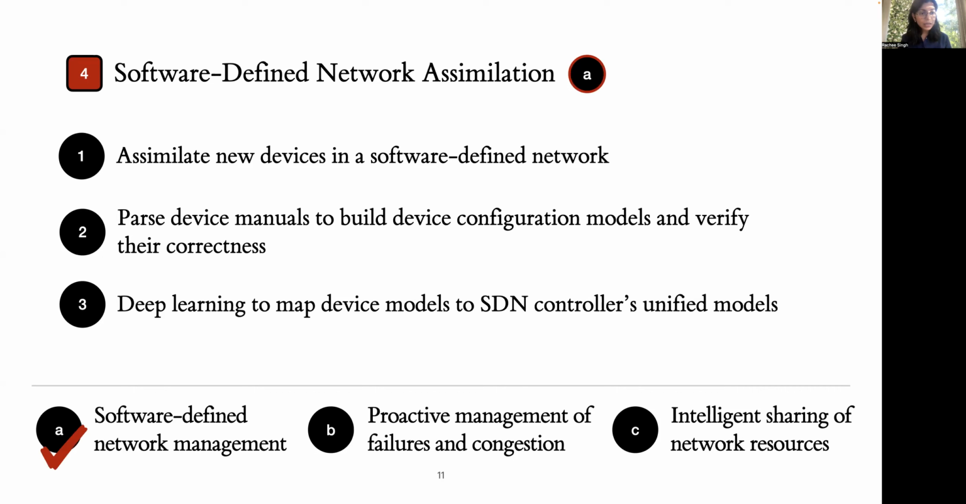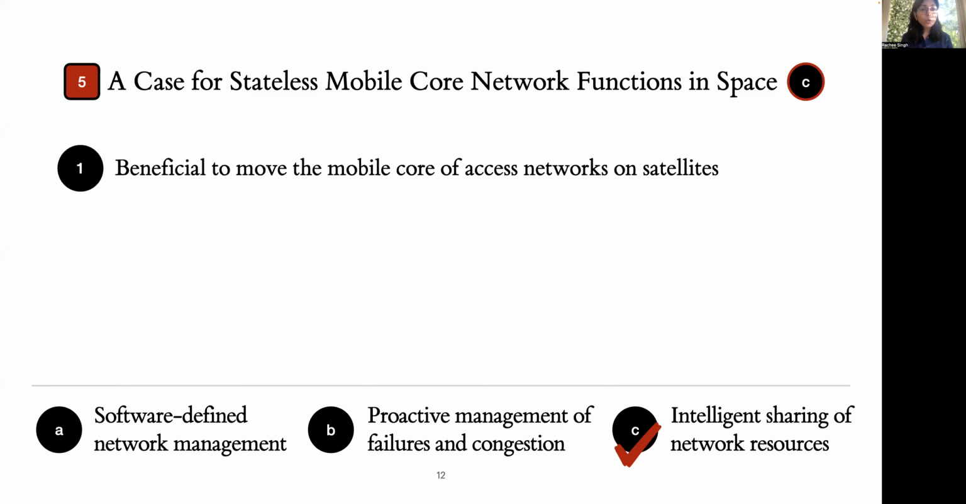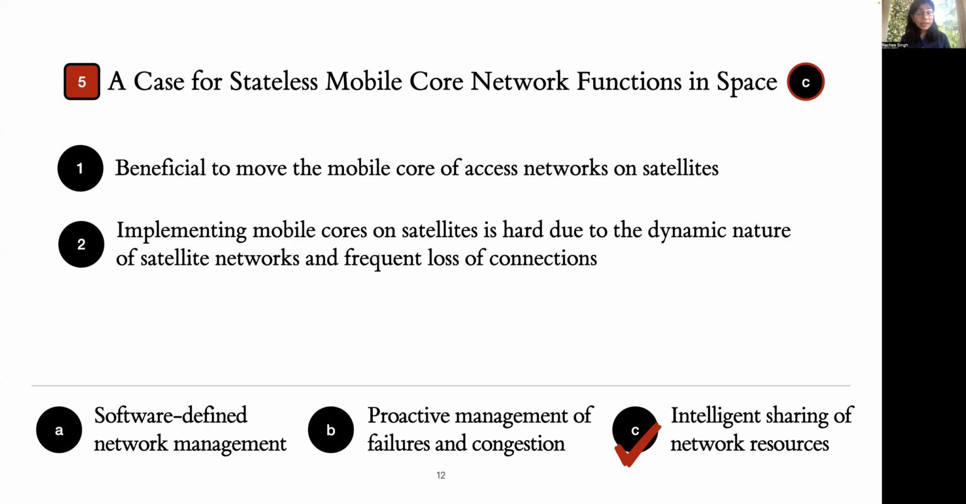And finally, the fifth paper of the session is A Case for Stateless Mobile Core Network Functions in Space. This work argues that it is beneficial to move the mobile core of access networks to satellites. They find that doing this today is challenging due to the dynamic nature of satellite networks.